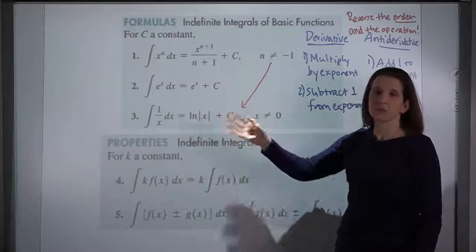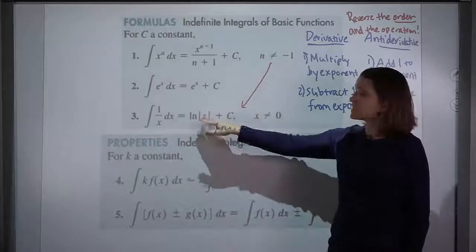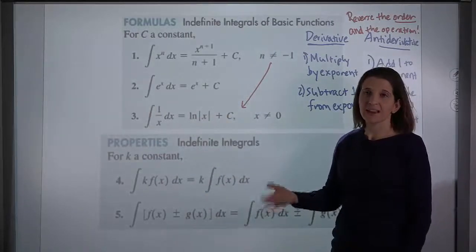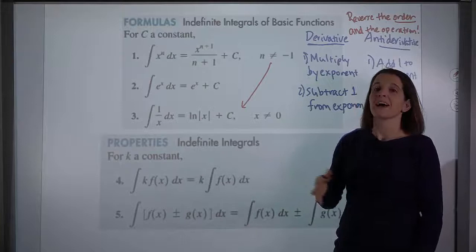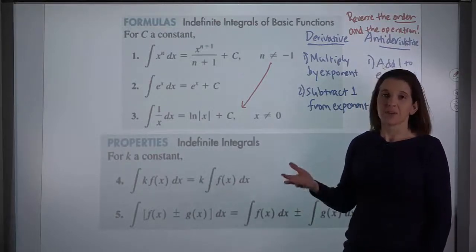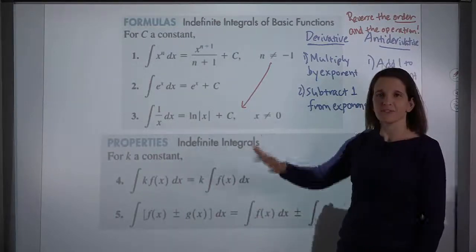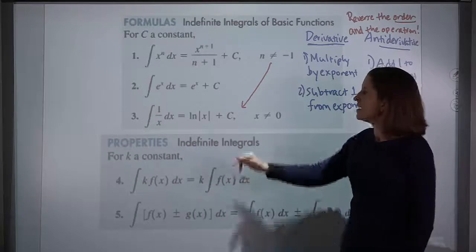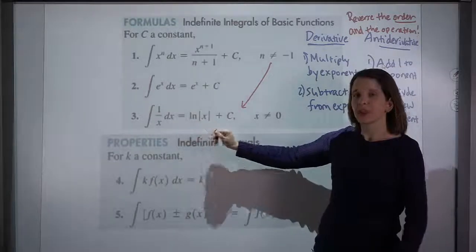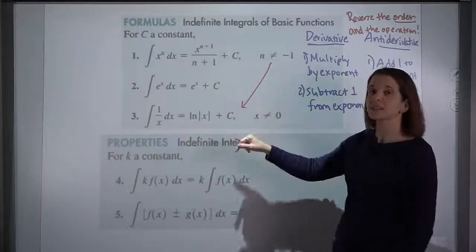Now, something that your book and pretty much every other book does is put absolute value there on the ln so that you're not worried about taking the ln of a negative number, right? Because we know that that isn't allowed, and they're just kind of magically saying it's going to be okay. All right, so we've got ln of the absolute value of x plus c. So that is a separate rule.